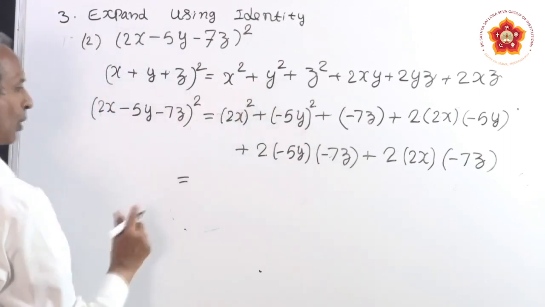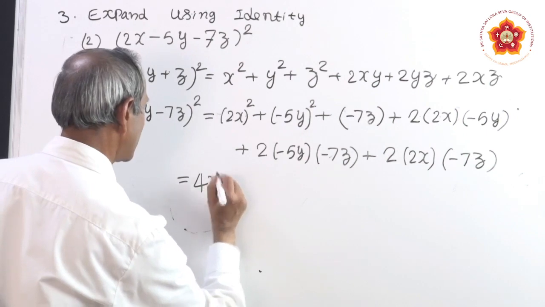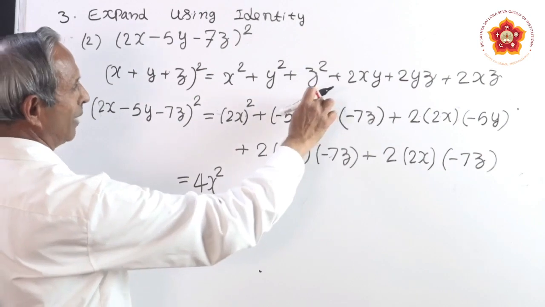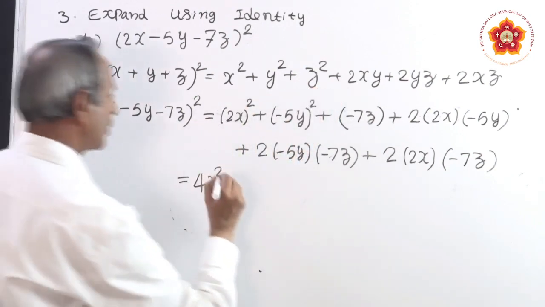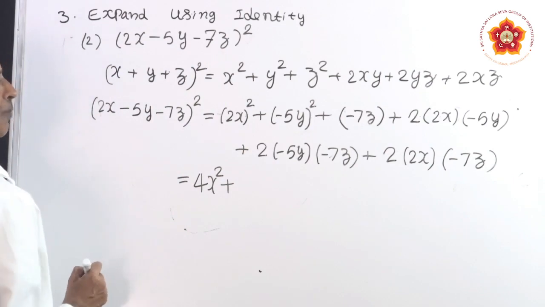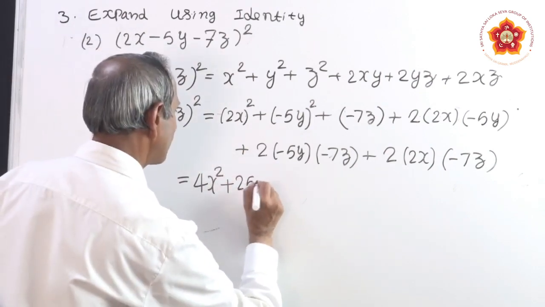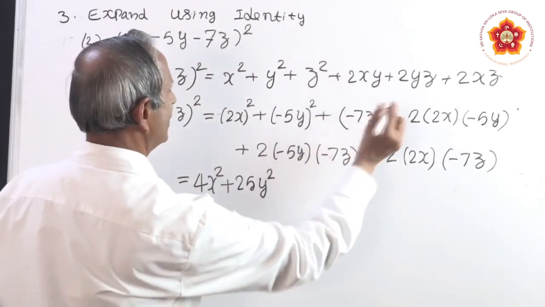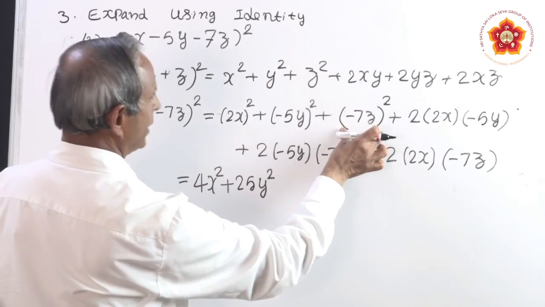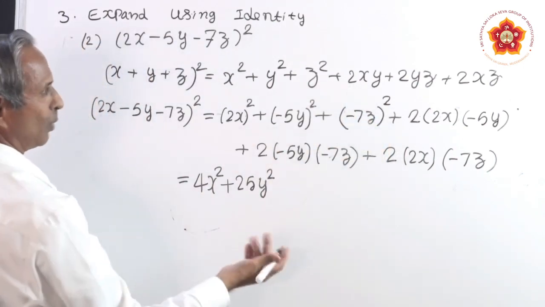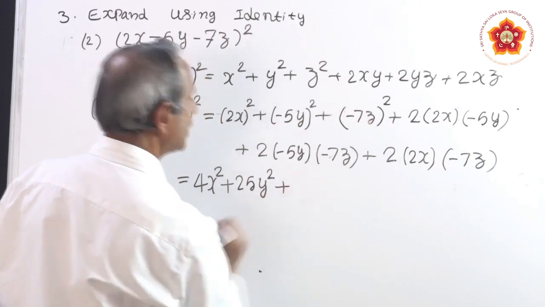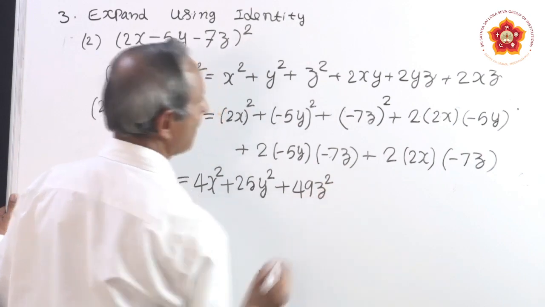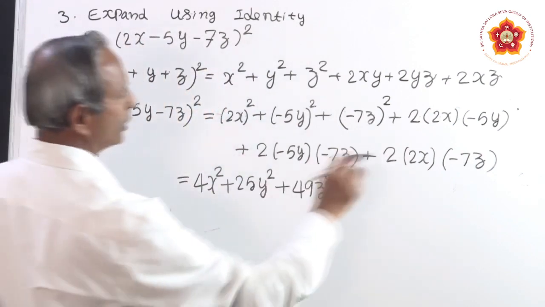2 square becomes 4, then first term becomes 4x square. Second term, minus is there, if you multiply minus twice you will get a positive sign only, therefore you will get positive sign here, then 5 square becomes 25, therefore the answer becomes 25y square. Next, here also minus 7z is there, now you have to square it, then you will get plus sign only, minus into minus becomes plus sign, 7 7s are 49, you will get 49z square. Next, move to the fourth term.